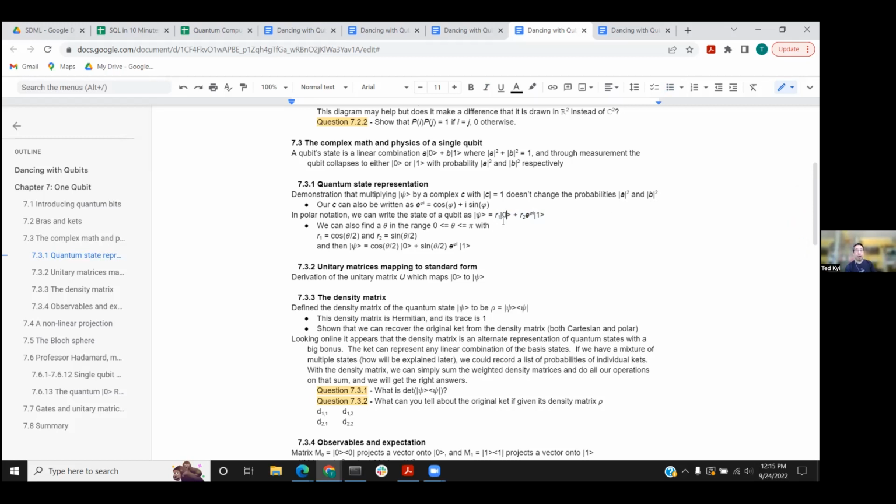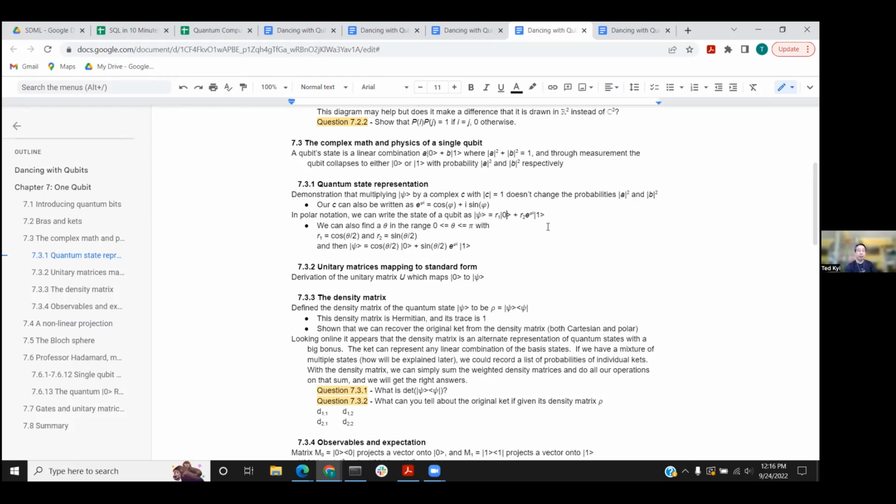Okay, because R1 squared is going to be your probability of getting 0 if you measure this. So the fact that we went from this complex number times ket 0 to now a positive real number, we've sort of simplified. And then what's the probability of measuring a 1? Well, it's just going to be 1 minus R1 squared. So that's one benefit of having this notation.